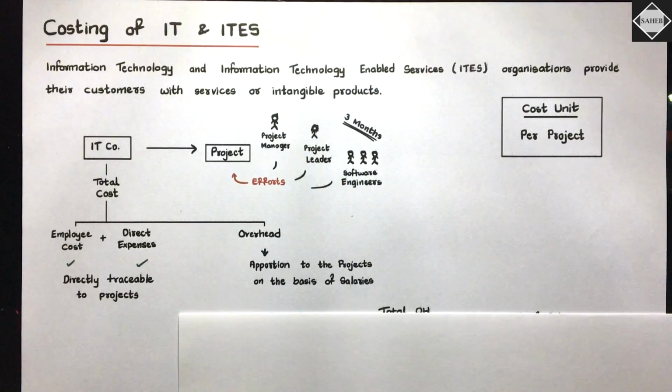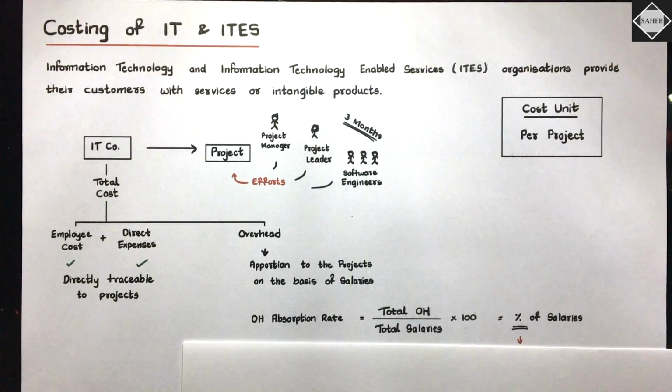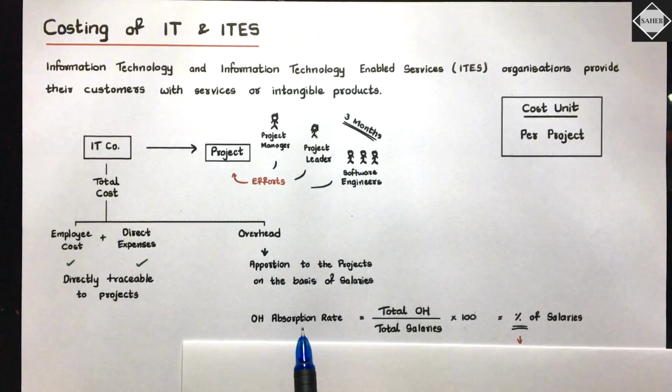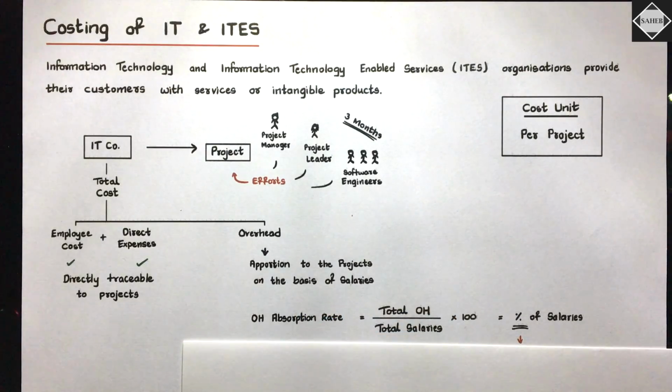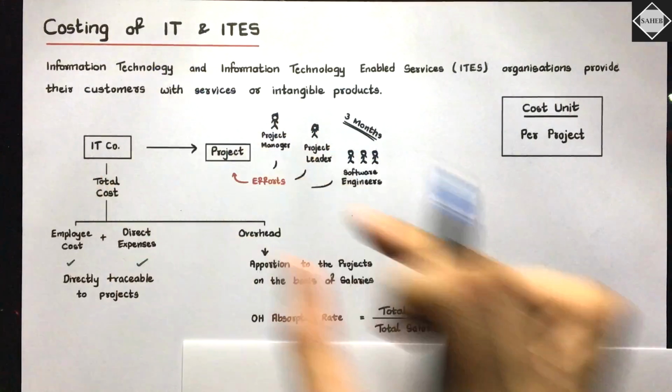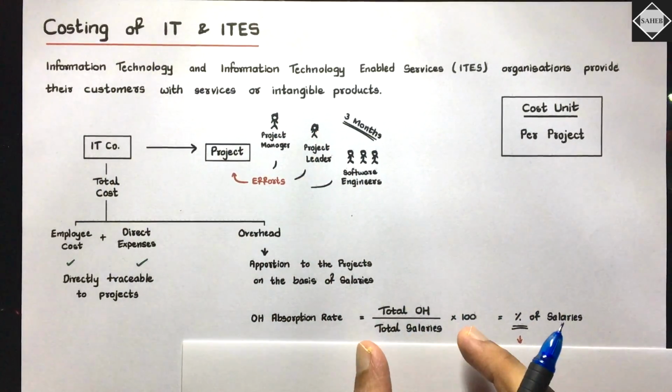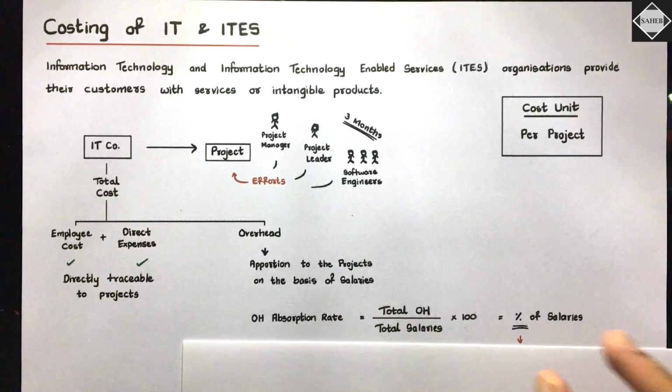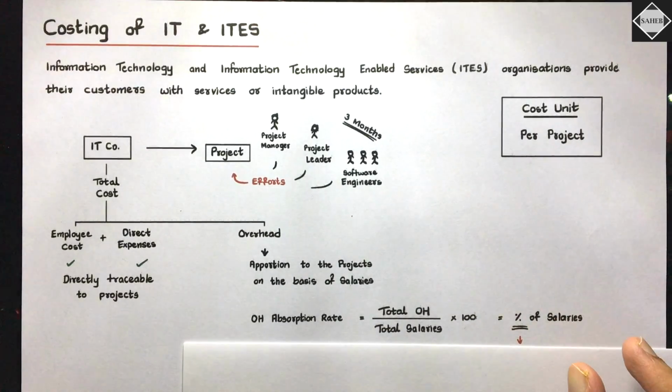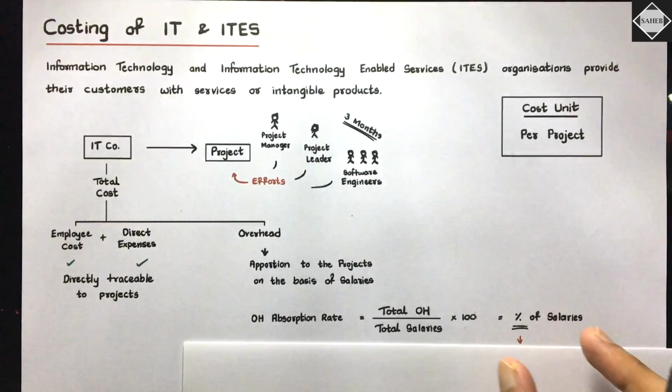Don't worry. See, this is the formula. First, we will calculate what? Overhead absorption rate, or you can say overhead recovery rate. We'll take the total overheads of the company, divide by total salaries of the company, into 100. We will get a rate. Let's just say 30% of salaries. So that's the absorption rate.